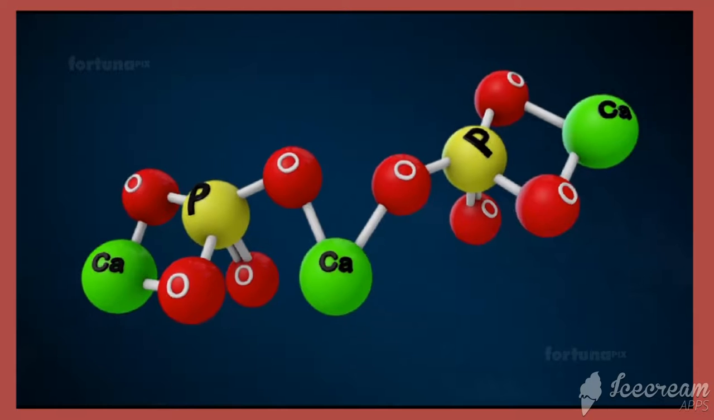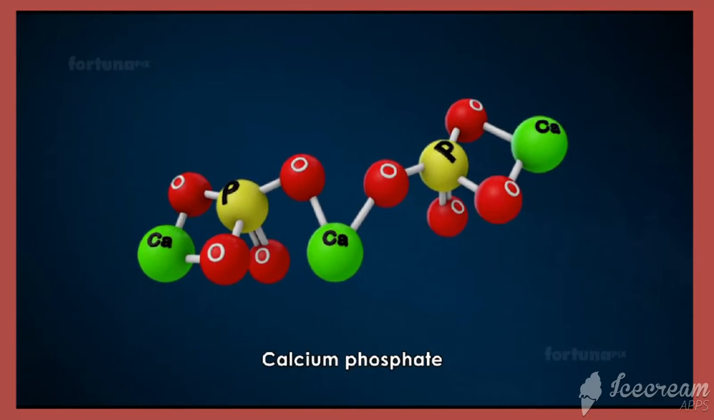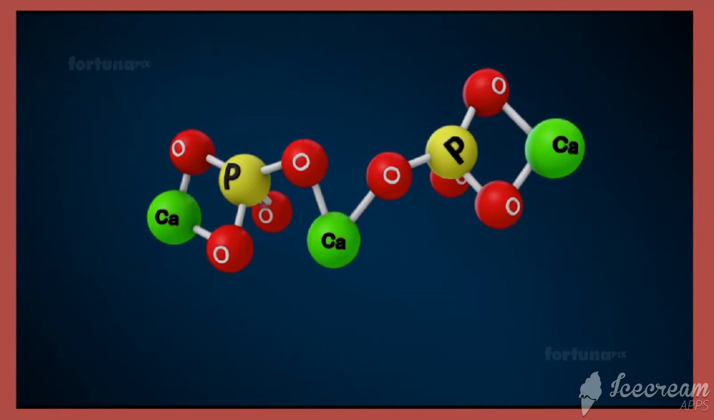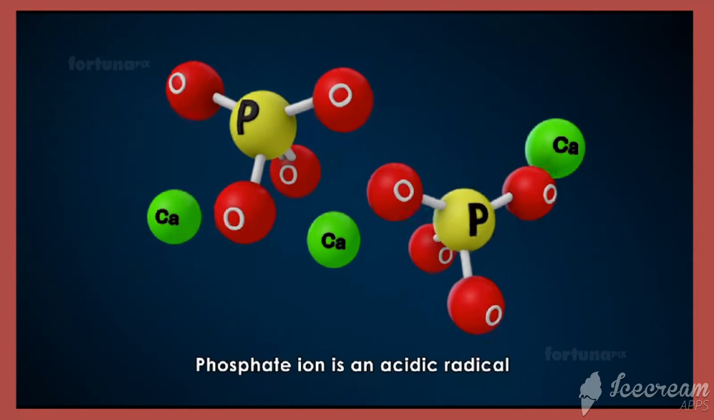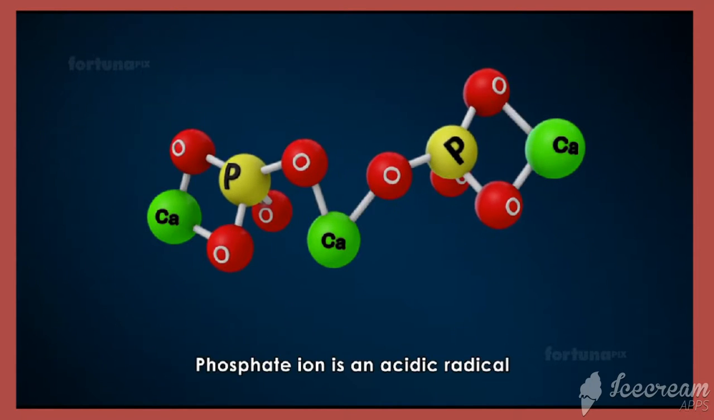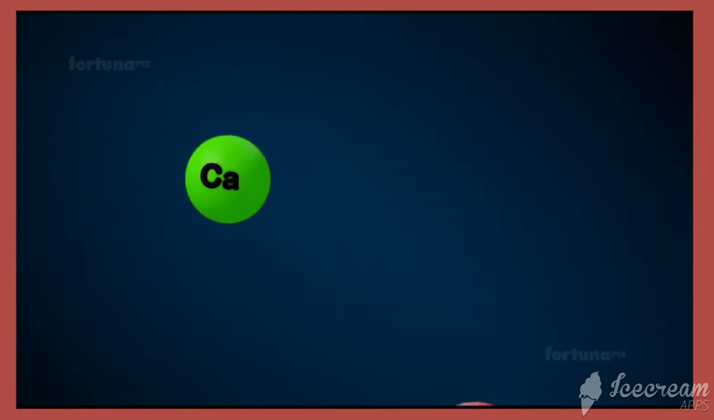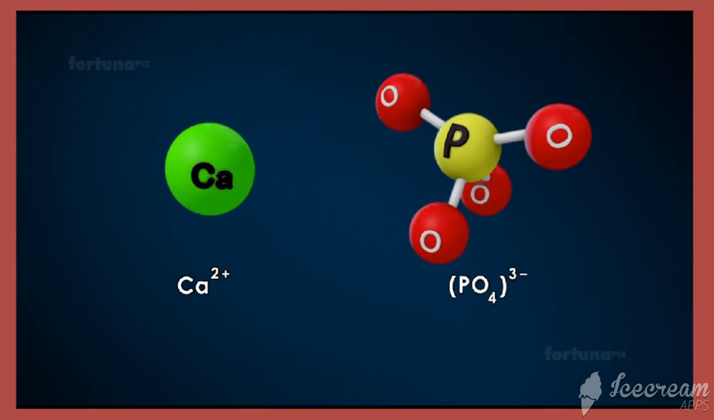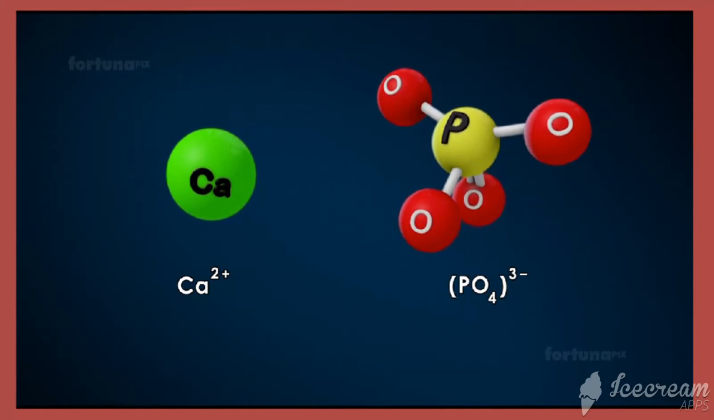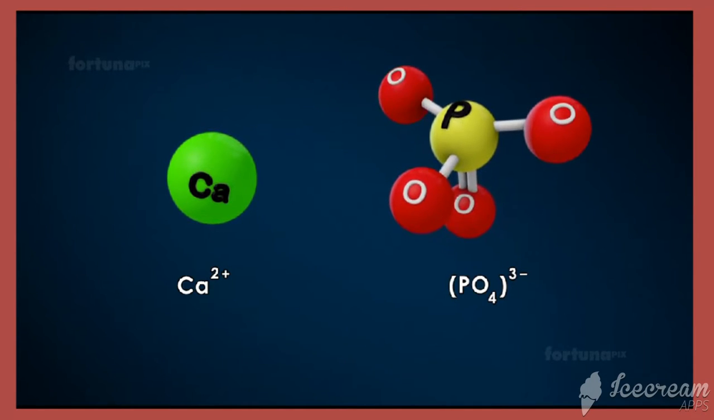Consider a second example, calcium phosphate. In this compound, the calcium ion is a basic radical, and the phosphate ion is an acidic radical. The calcium ion has a valence of 2. The phosphate ion has a valence of 3. Write the cation on the left and the anion on the right.